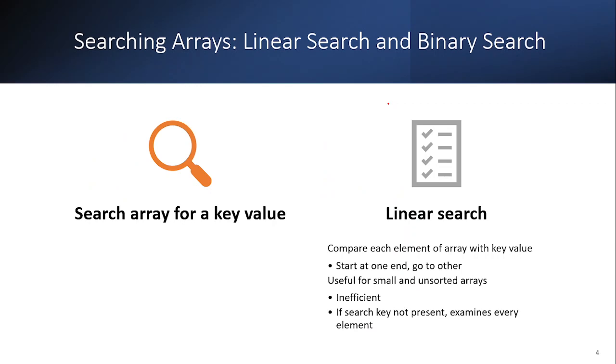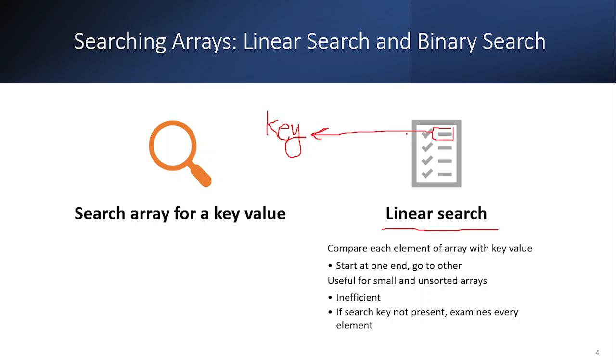Now, in order to search arrays, we will talk about two algorithms or two methods. One is linear search. So this is very simple. If you have to search for some value in an array, we call that value the key value. So the value that we want to search for, we call the key value.